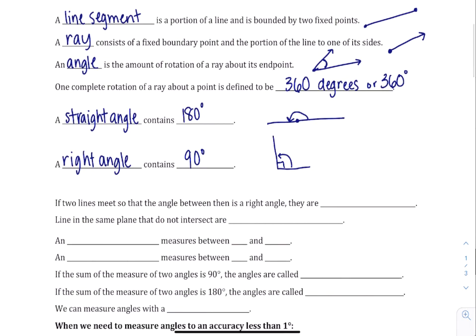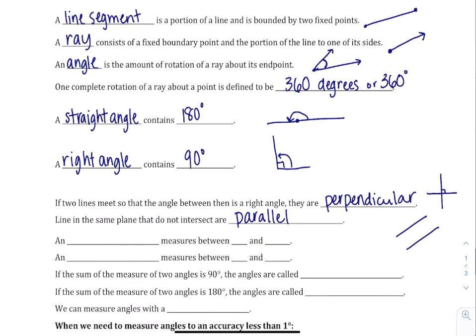If 2 lines meet so that the angle between them is a right angle, then we call those 2 lines perpendicular. Lines that are in the same plane but do not intersect are called parallel. So your perpendicular lines are going to meet there at a 90 degree angle. Your parallel lines will never intersect.